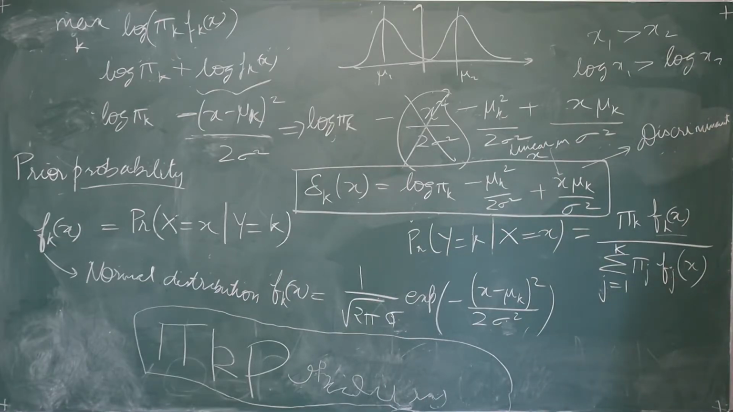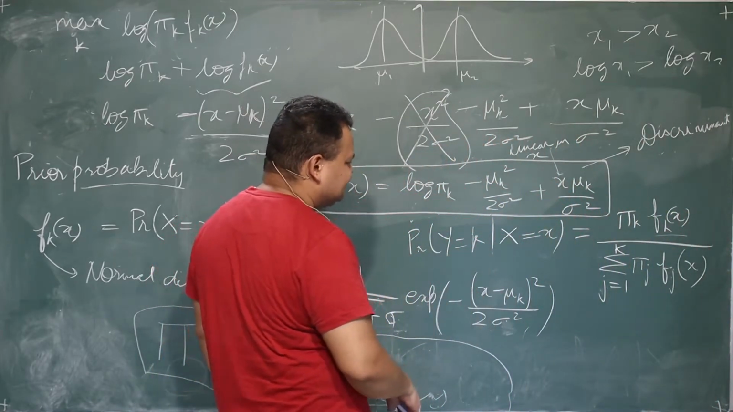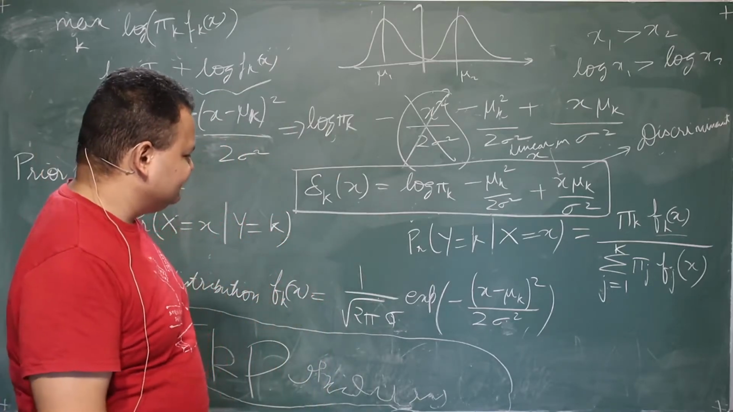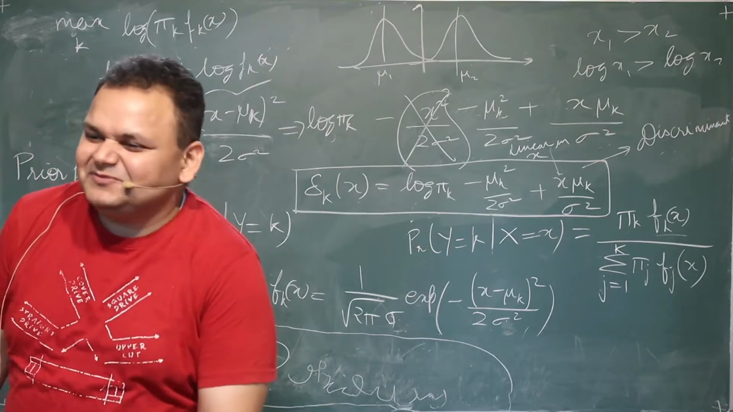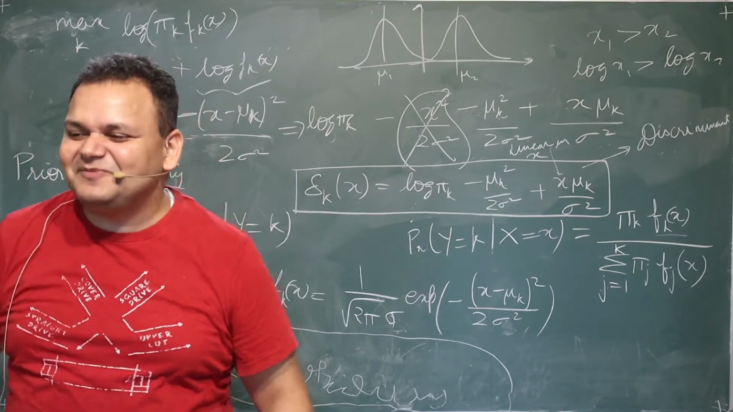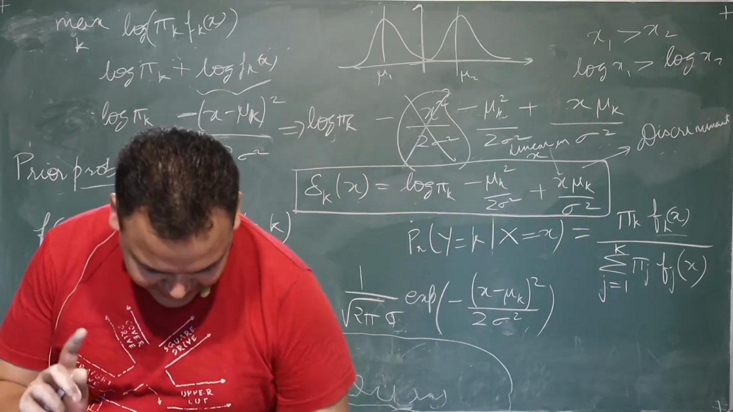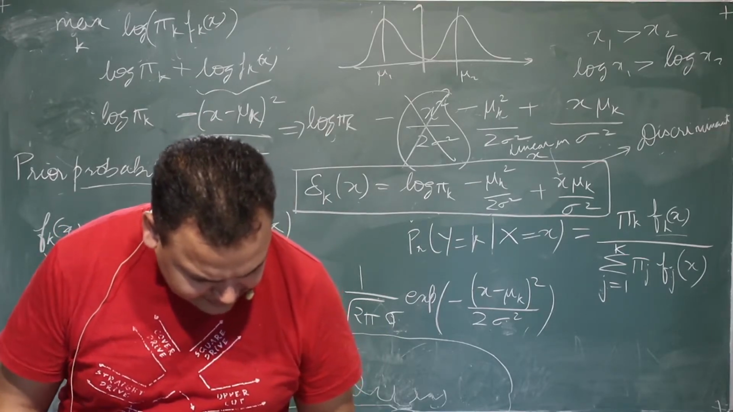Is there any way to find out the value of mu k and sigma squared? From the data set that has been given to us, we will approximate. So LDA helps us in approximating these values. I'll go to that in a moment. So yeah, let me do that.